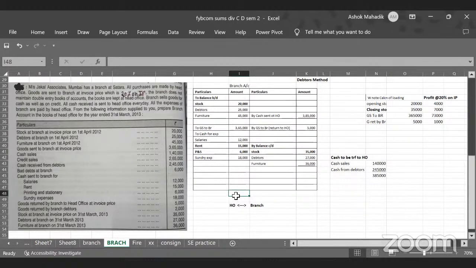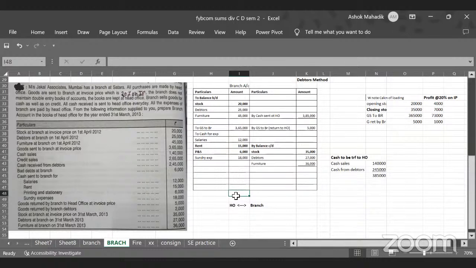In the table, they have given 3 opening balances: stock, debtors, and furniture. Record them on the debit side. Okay. 20, 25, and 45. Clear? Then goods sent to branch. So it is between HO and branch, and goods are coming in. So it will be on the debit side. Goods sent to branch 365.